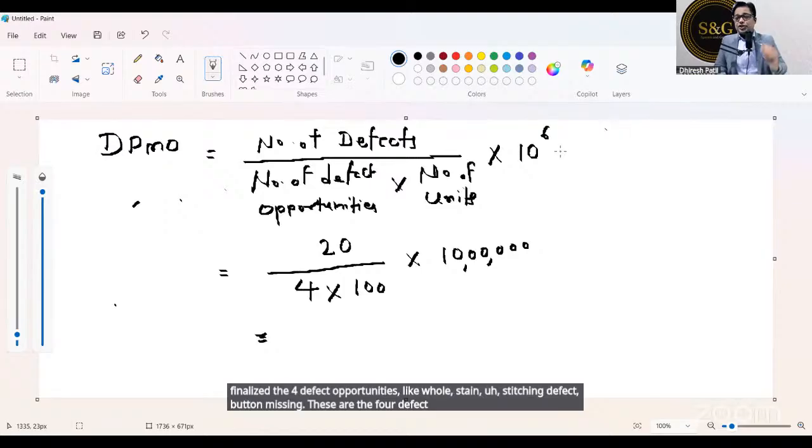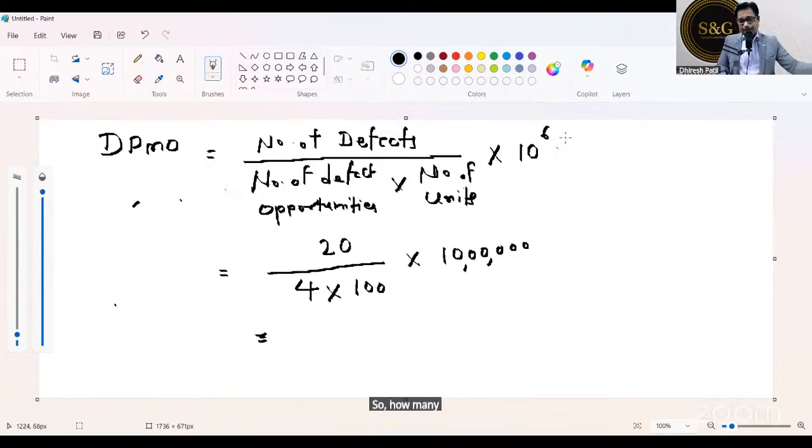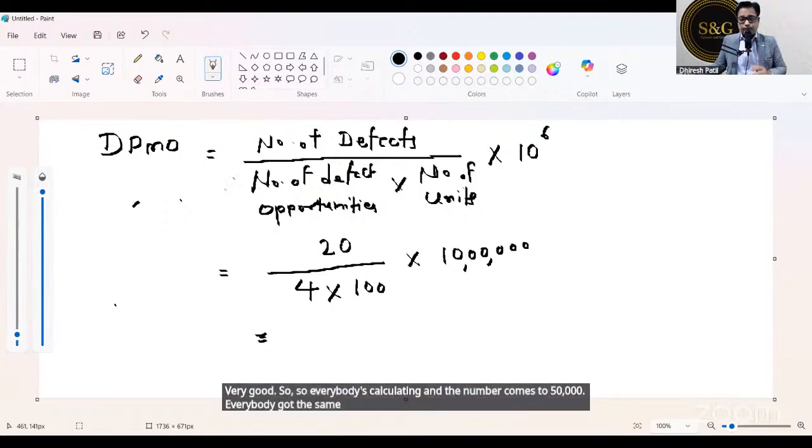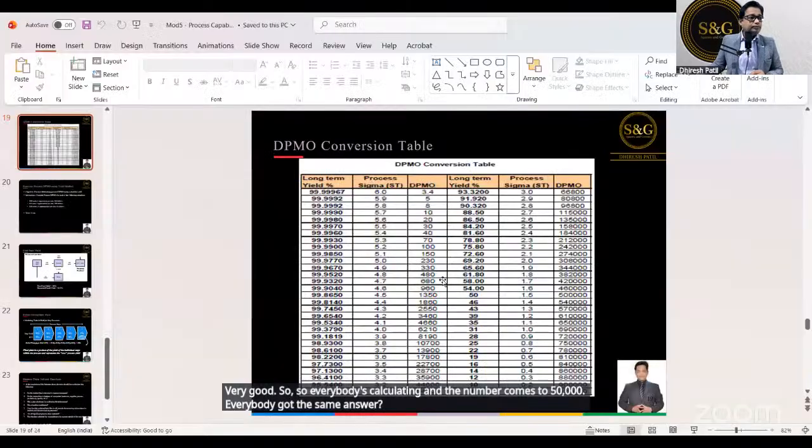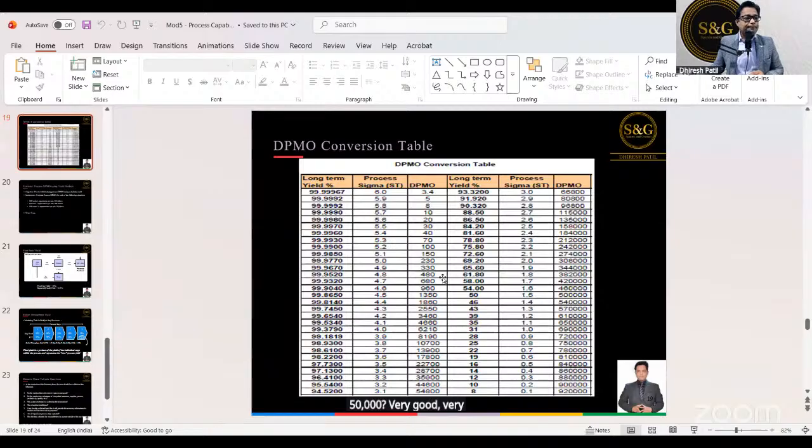And I checked 100 shirts. So how many defects per million opportunities do I have? Everybody calculate this. Very good. Everybody's calculating and the number comes to 50,000. Everybody got the same answer? 50,000. Very good, super.